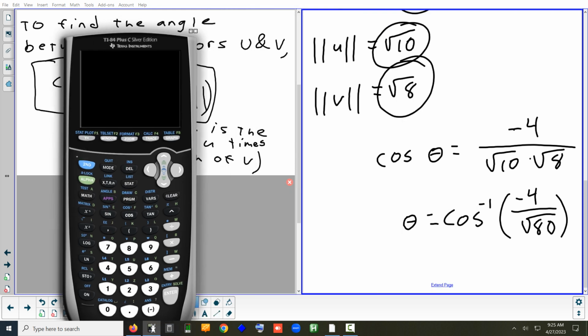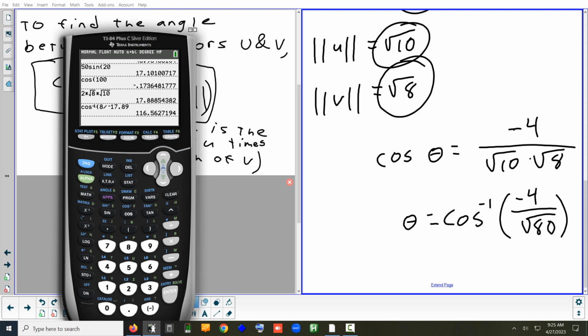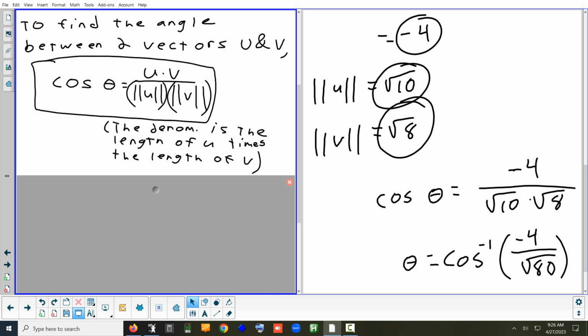So this is not using law of cosines at all. It's using the dot product. Inverse cosine of negative 4 divided by square root of 80. And we get 116.56. We get exactly the same answer. So when we're finding the angle between two vectors, most people prefer to use this formula because it's a lot shorter than the law of cosines. And that's how we'll do it.